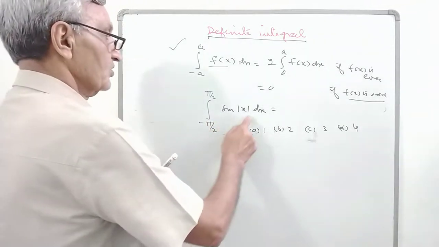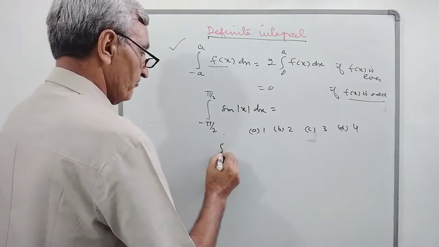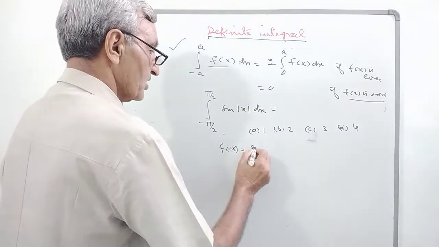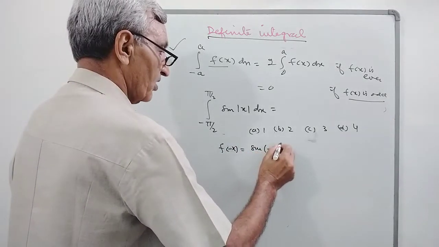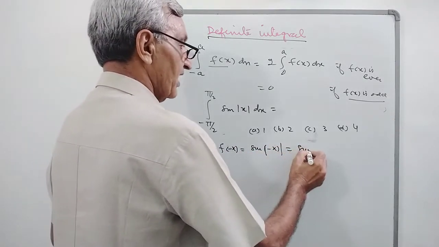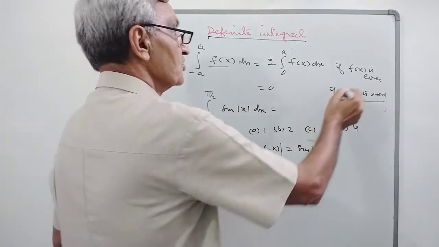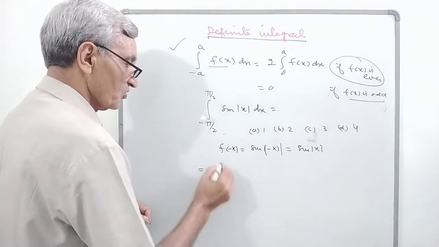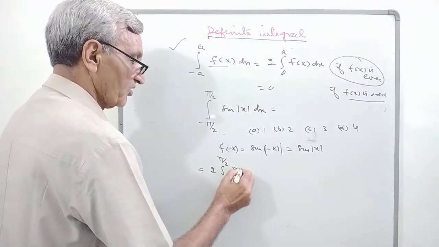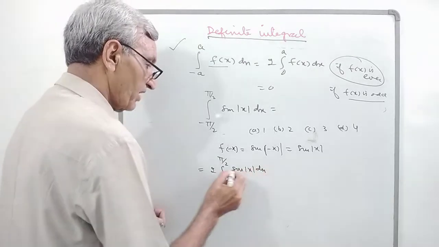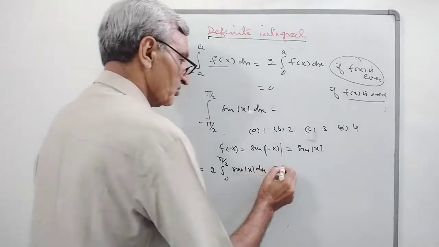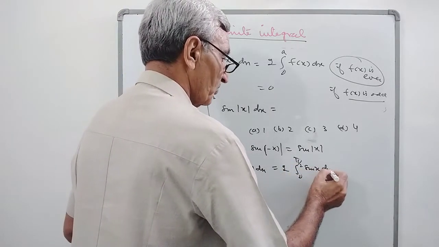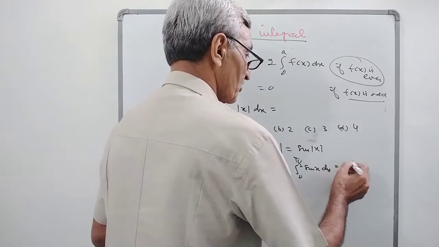Friends, I look to see whether it is odd or even. f(x) is given, and f(-x) I am putting is equal to sine of modulus of minus x. The modulus of sine x remains as it is, no change. Therefore it's an even function. An even function means twice the integral from 0 to pi by 2 of sine of modulus x dx. Dear friends, it is positive. Therefore, the modulus is not needed, so 0 to pi by 2 of sine x. And the integration of sine x is equal to minus cos x.